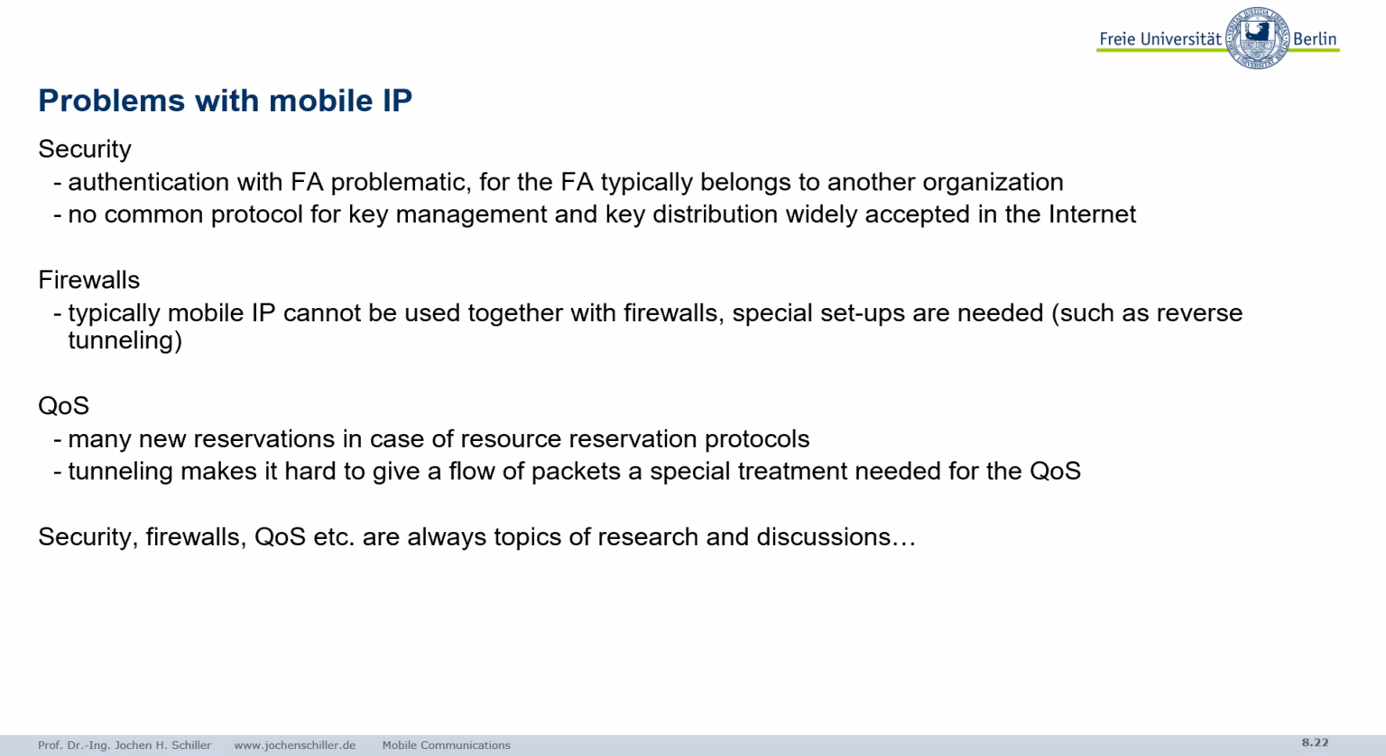firewalls, that's always a problem, so we need special setups. You have to take care about the tunnels. And then if we have something like quality of service, think of specialized data streams for applications that need certain data rates, things like this. Differentiated services fields, for example. The tunnel itself then also has to give this flow of special packets a special treatment. So that's always really a topic of research, of discussions, how to do this. It doesn't always work quite well.